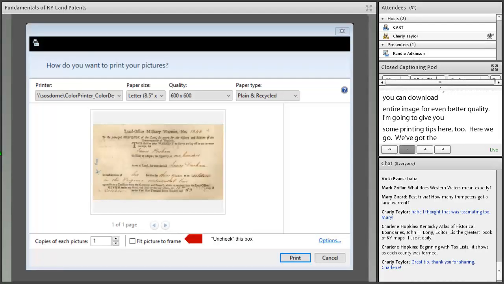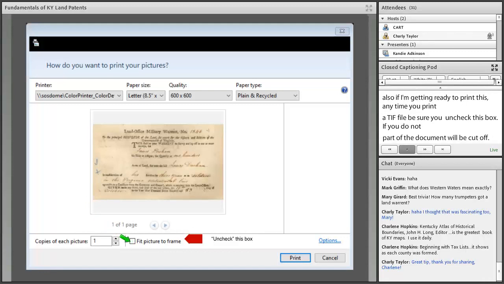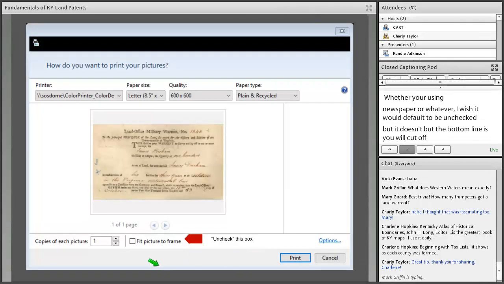I can also, if I'm getting ready to print this, anytime you print a TIFF file, be sure you uncheck this box. If you do not, part of the document will be cut off on the sides. I'm going to print this out in letter. I'm going to use a color printer, but I'm going to make sure this box is not clicked. Whether you're using newspaper TIFFs, whatever, I wish it would default to be unchecked, but it doesn't. But the bottom line is, you will cut off documents if you do not uncheck that box. Then I'm ready to hit print.